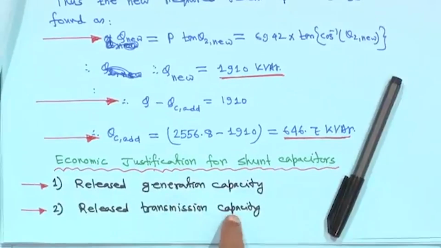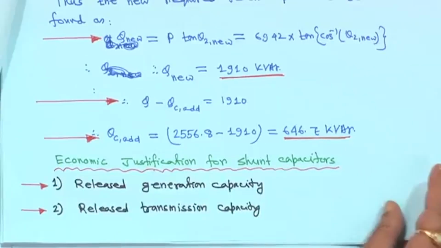So, if it is so, then what will happen? As it is telling, release generation capacity means that on the side of the generator, it need not supply all the reactive power to the load, because something you are compensating. So, naturally, in terms of generator MVA capacity, that MVA will be released, because the generator needs less MVA as compared to without shunt capacitor. So, that is why it is called release generation capacity. Second thing is release transmission capacity.